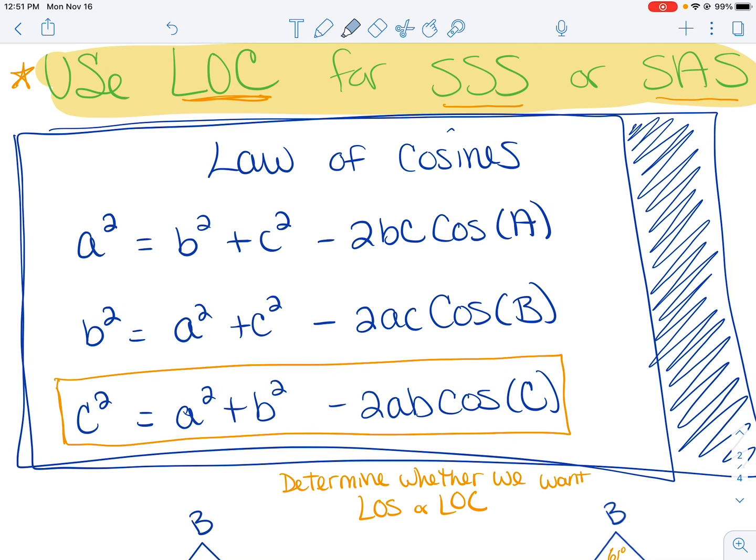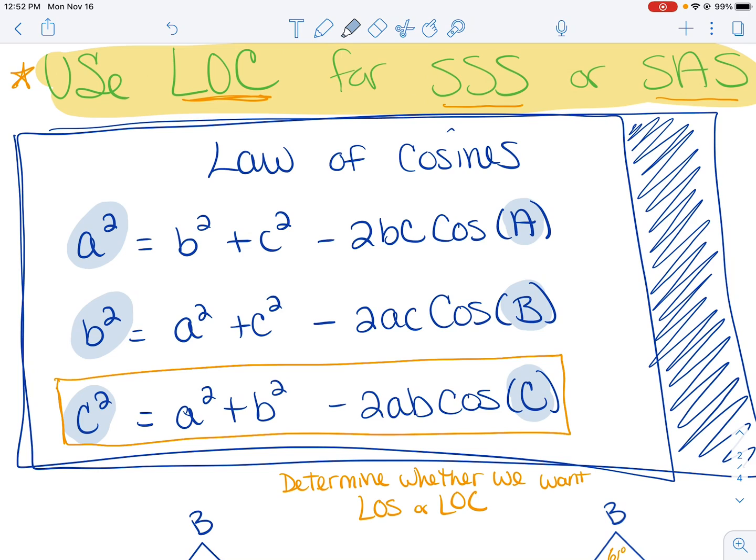If I wanted to solve for side C, I would use this equation. If I wanted to solve for side B, I would use the second equation. If I wanted to solve for side A, I would use the first equation. If I wanted to solve for angle A, I would use the first equation. Angle B, I would use the second equation. And angle C, I would use the third equation.